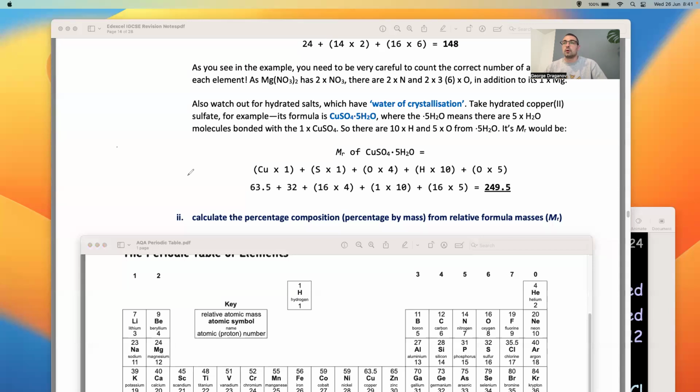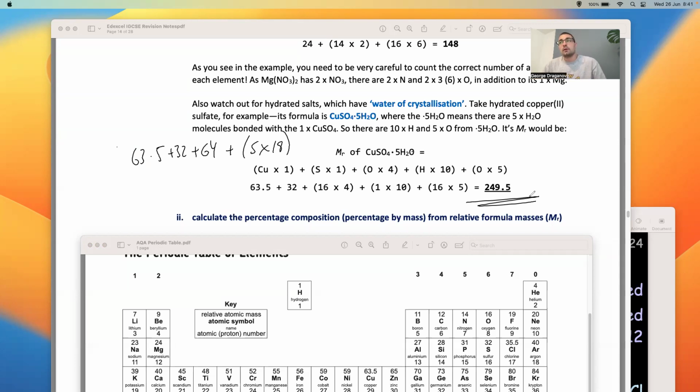So if I were doing this question, I would do 63.5 plus 32 plus 16 times 4, which is 64, plus 5 times, then I will just add up water. Water is 16 plus 2 times 1, which makes 18. So essentially 5 times 18 needs to be added at the end. Either way, you'll get the answer correct. You just need a bit of practice on this so that you don't make easy mistakes.